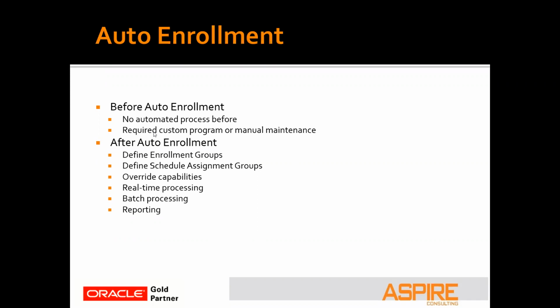You can choose between real-time processing and batch processing. So real-time processing would be, if somebody is hired into your organization, you can have the real-time processing pick that new hire up and automatically enroll them in time and labor.